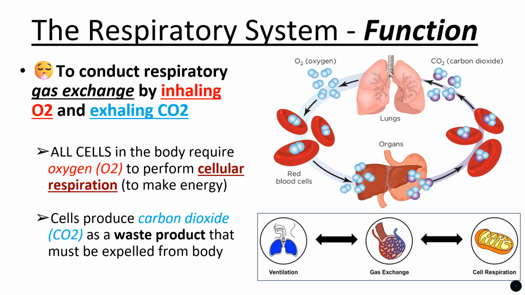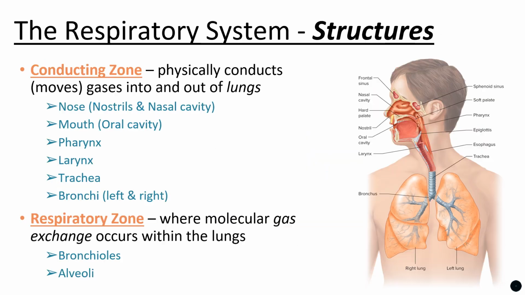All right, so the main function of the respiratory system is to conduct respiratory gas exchange by inhaling oxygen and exhaling carbon dioxide. How do we get these molecules into our body in the first place? Well, all cells in the body are going to require oxygen to perform cellular respiration. Remember, that's that process of making energy, or ATP. And all cells are going to produce carbon dioxide as a waste product of that process that has to be removed.